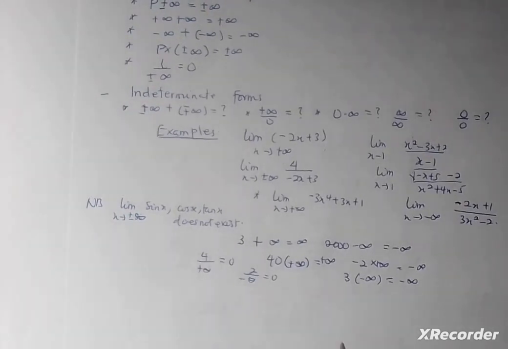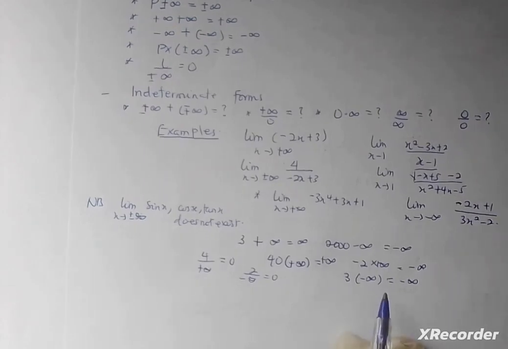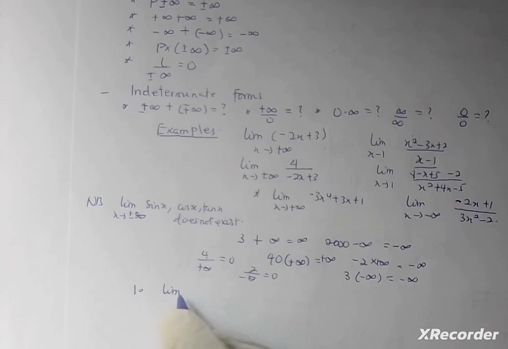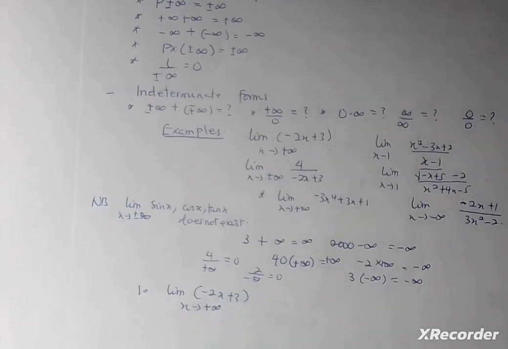Now let's take an example in the limit form so that you know how we do that. In this course, we are centered on limits, not manipulating infinities this way. So I'm going to take one problem so that we solve for the determinate forms. Now I'm going to give you problem 1. We have the limit of negative 2x plus 3 as x approaches positive infinity.